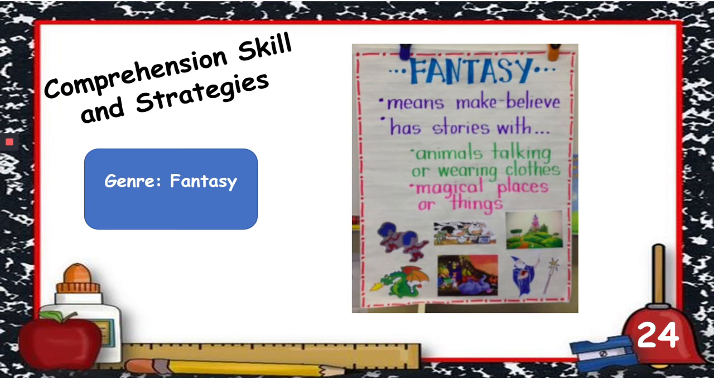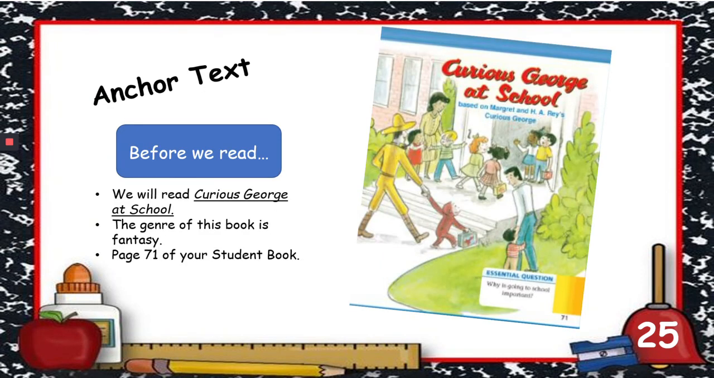We're about to read the story Curious George at School. But before we do that, I want to talk about the genre of this story. The genre is fantasy. Remember, a fantasy means make-believe. Fantasies are stories with animals talking or wearing clothes. Fantasies are also stories with magical places or things. Curious George at School. If you have your textbook, you can turn to page 71.